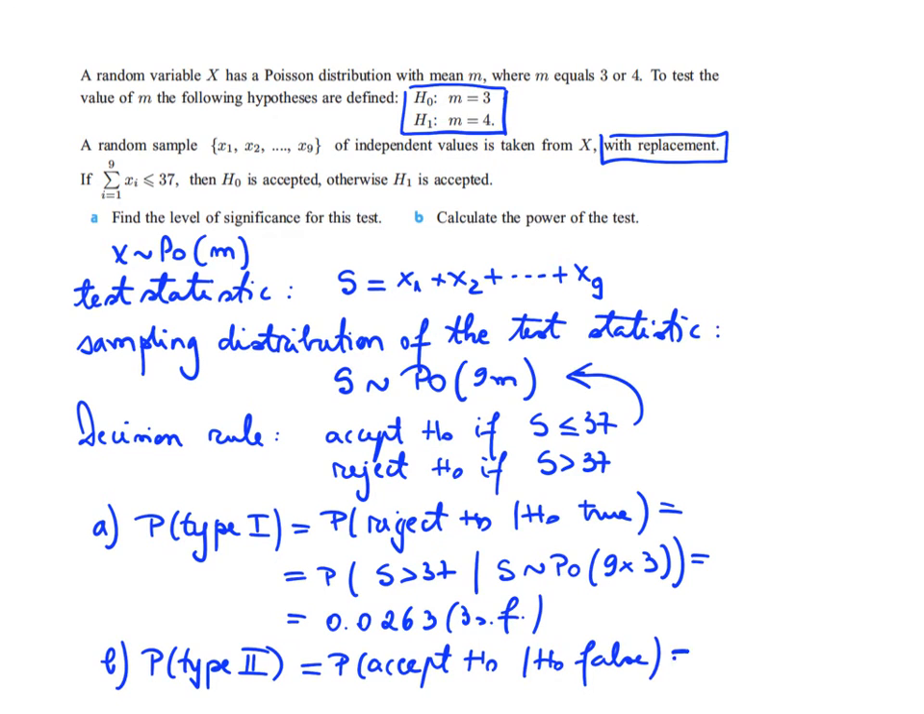So that would give me the probability of S less than or equal to 37, given that S is Poisson of 9 times 4 this time, which would give us 0.60874. Therefore, the power of the test is 1 minus the probability of a type 2 error, which gives me 0.391 to 3 significant figures.